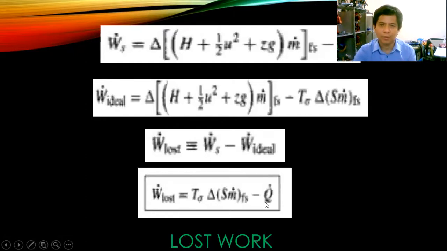So, kasi diba ito yung WS. So ito yung WS, kaya siya yung naging negative Q. No? Tapos ito yung W ideal minus W ideal. Kaya yung T surrounding times delta S times M dot Fs, siya yung naging positive. So this is our equation for W loss. W loss is equal to T surrounding times delta S M dot Fs minus Q.